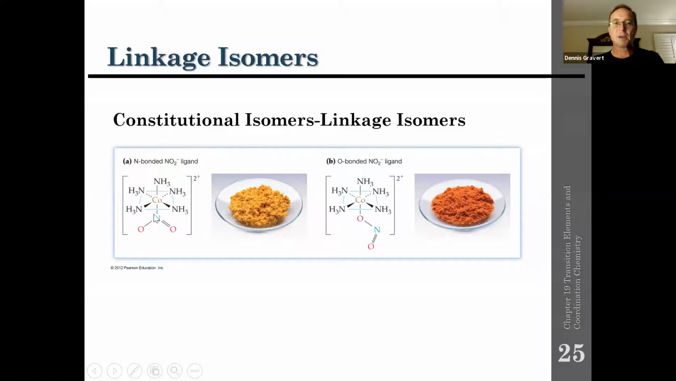Okay, look at the bottom of the cobalt complex. The donor atom is nitrogen, right? This is a nitro group, a nitrogen with two oxygens. It's on our list. It has a net -1 charge. But here the nitrogen is attaching to the cobalt. But you can also have the oxygen attached, and the color is different. So that alone tells you these are different molecules.